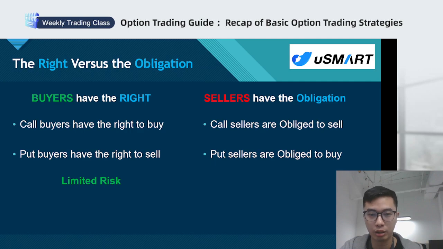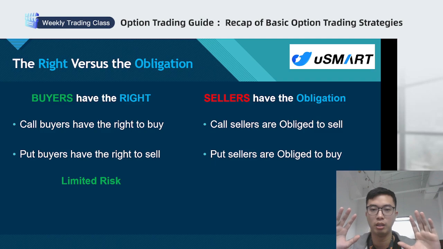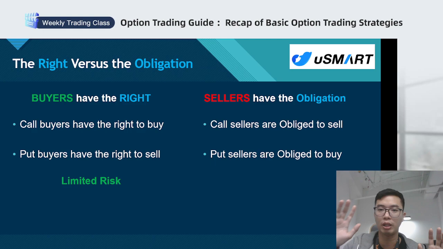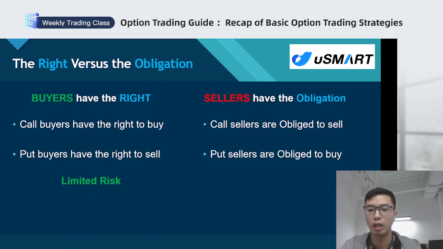So there are two parts of people in options: buyers and sellers. Buyers always have the right, and sellers always have the obligations. And buyers always face limited risk, which is they lose the maximum premium only, whereas sellers have unlimited risk.